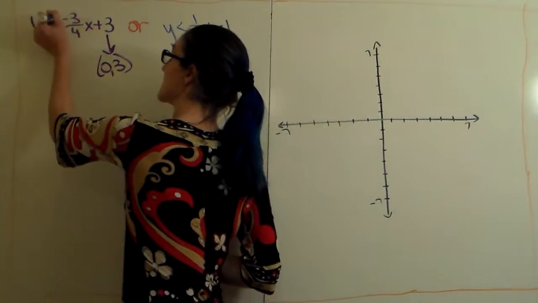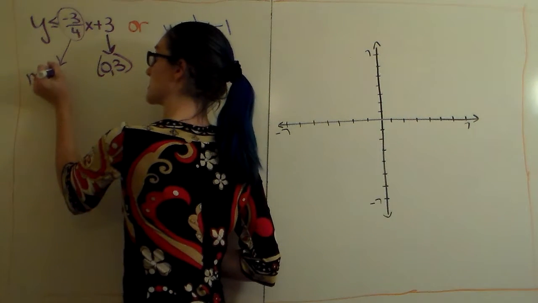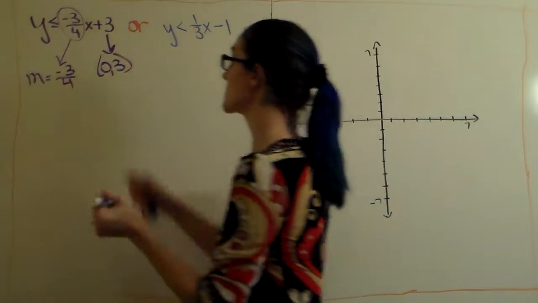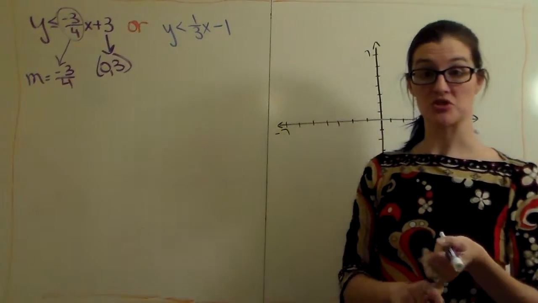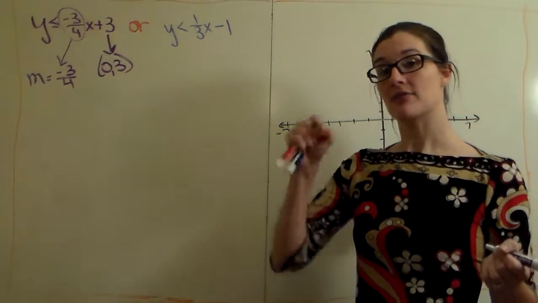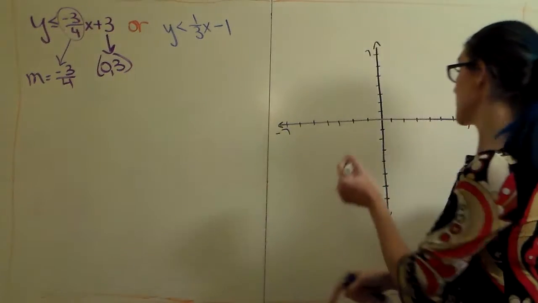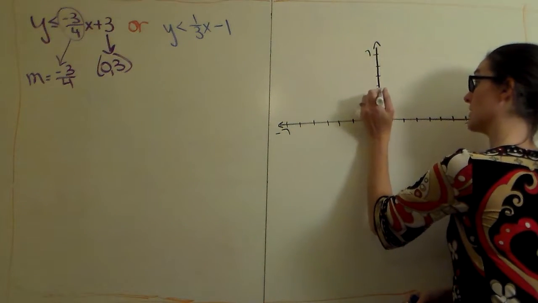Okay? Then we're going to take the number that's with the x. That's your slope. M equals negative 3/4. So we have y equals mx plus b. M is your slope, b is your y-intercept. What this slope tells us is how to get from one point to the next point. So we have the point 0, 3. You can go ahead and put that on your graph.